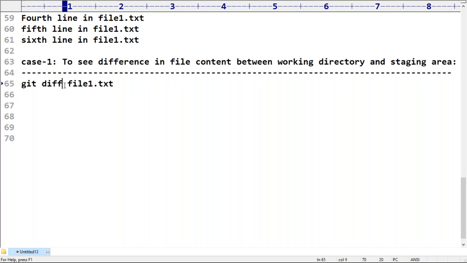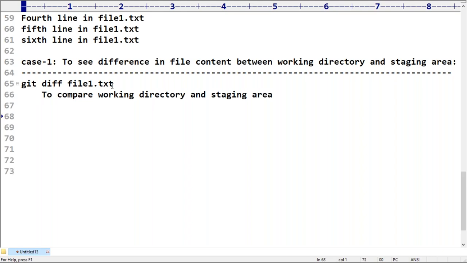Sir, here I'm not providing any commit id. I'm not talking about hyphen stage or anything like that. Sir, I'm using the simple plain git diff command. It shows the comparison between the working directory and the staging area. Remember this very carefully. Don't get confused. Listen very, very carefully, right?